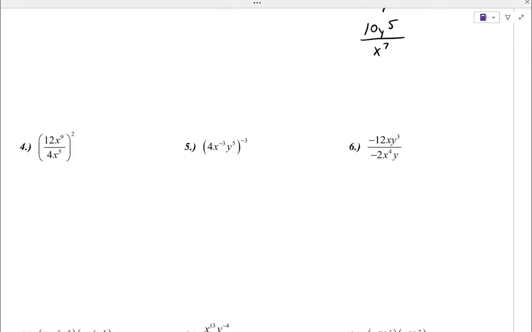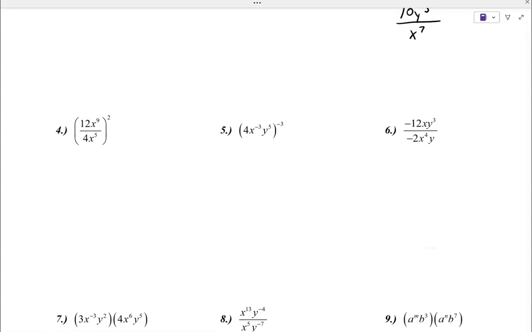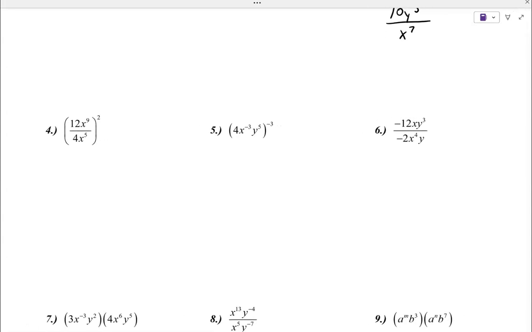Let's do just a couple more, and then we'll get into the rational exponents. Like I said, I want to leave plenty of these for you for practice, especially since we've got a long break between now and next Monday. You might want to look at a few of these before then. But let's look at number 4 here.